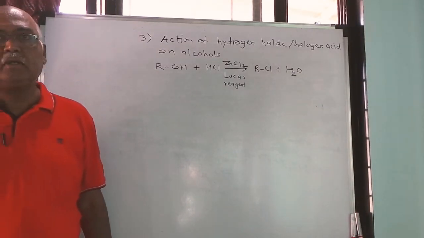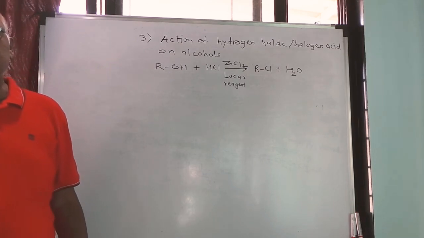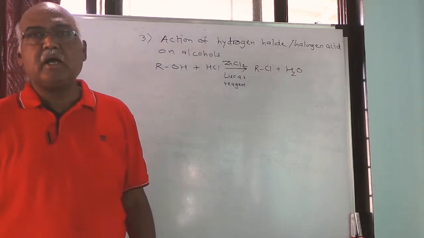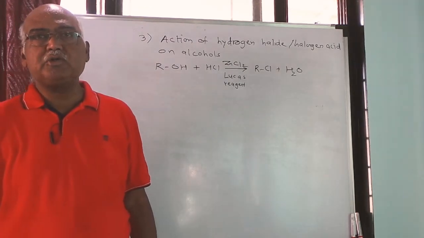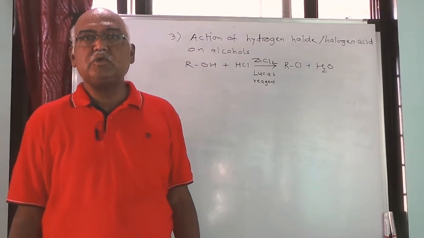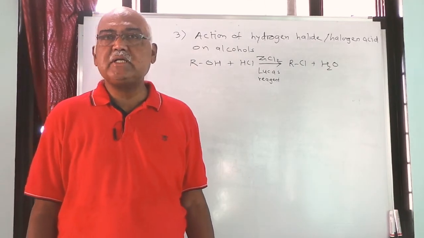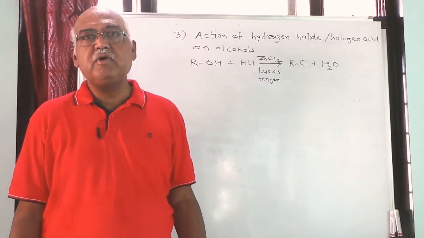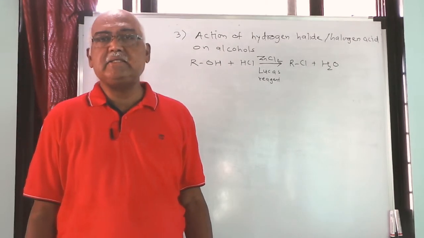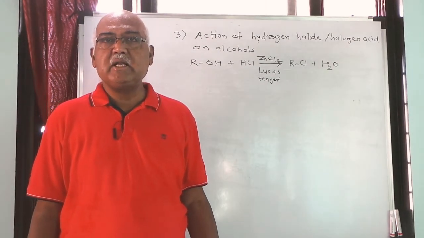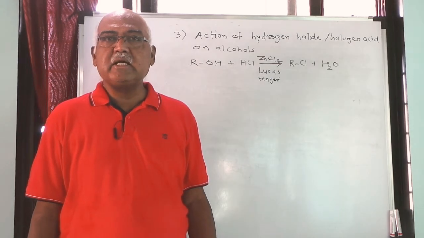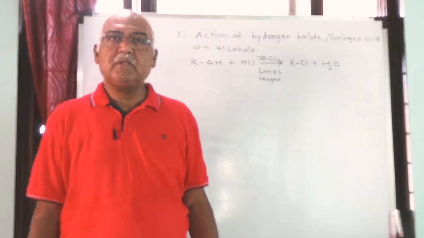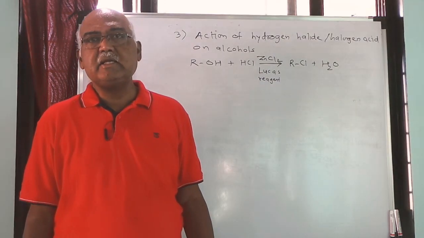Welcome students. In the previous two lectures we have seen the methods for the preparation of alkyl halides, or monohalogen derivatives of alkanes. The two methods which we have seen in the previous lecture, we have already studied in the 11th standard. The first method was from alkanes, and the second method was from alkenes, both topics from the 11th standard.